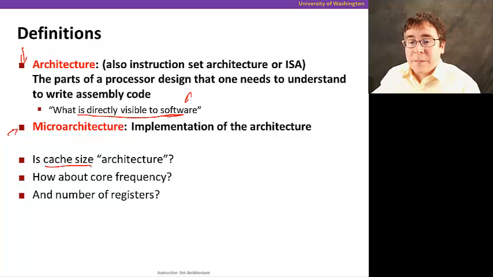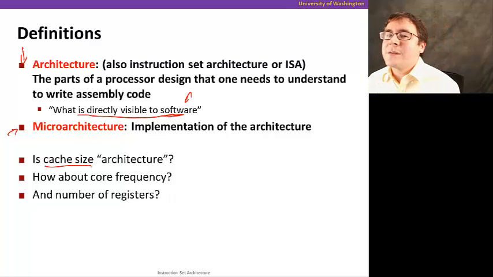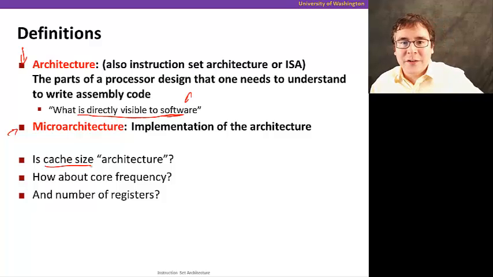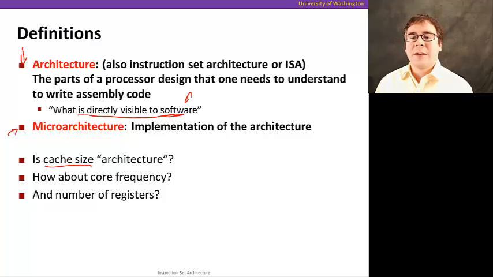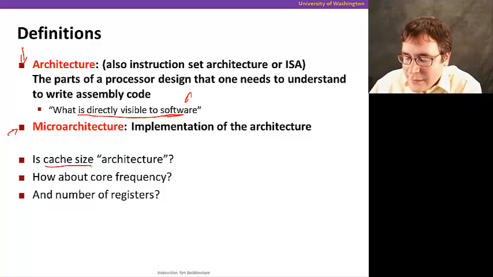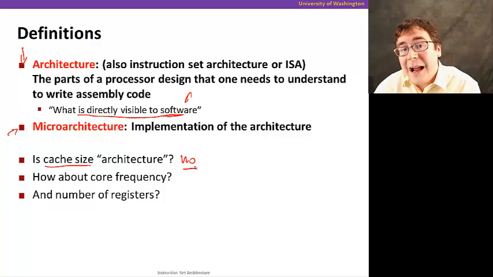As we saw briefly, and we're going to see more detail later in the course, a cache is a very fast piece of memory that lies inside the processor that happens to hold recently accessed data. Now, is cache size architecture? Well, it's not directly visible to software. That means that it's not part of it. It's used by software, but it's not directly visible. The size is not directly visible, so it's not part of the architecture.